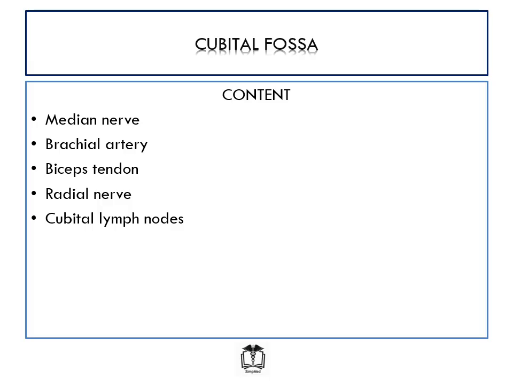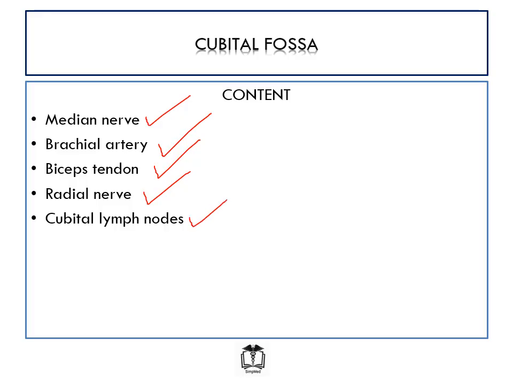Let's talk quickly about the contents of the cubital fossa. The contents of the cubital fossa are neurovascular structures alongside few lymph nodes. These neurovascular structures from medial to lateral include the median nerve. So the median nerve is the most medial structure in the cubital fossa, followed by the brachial artery, then the biceps tendon, then the radial nerve, and some part of the cubital fossa contains sparsely distributed cubital lymph nodes.